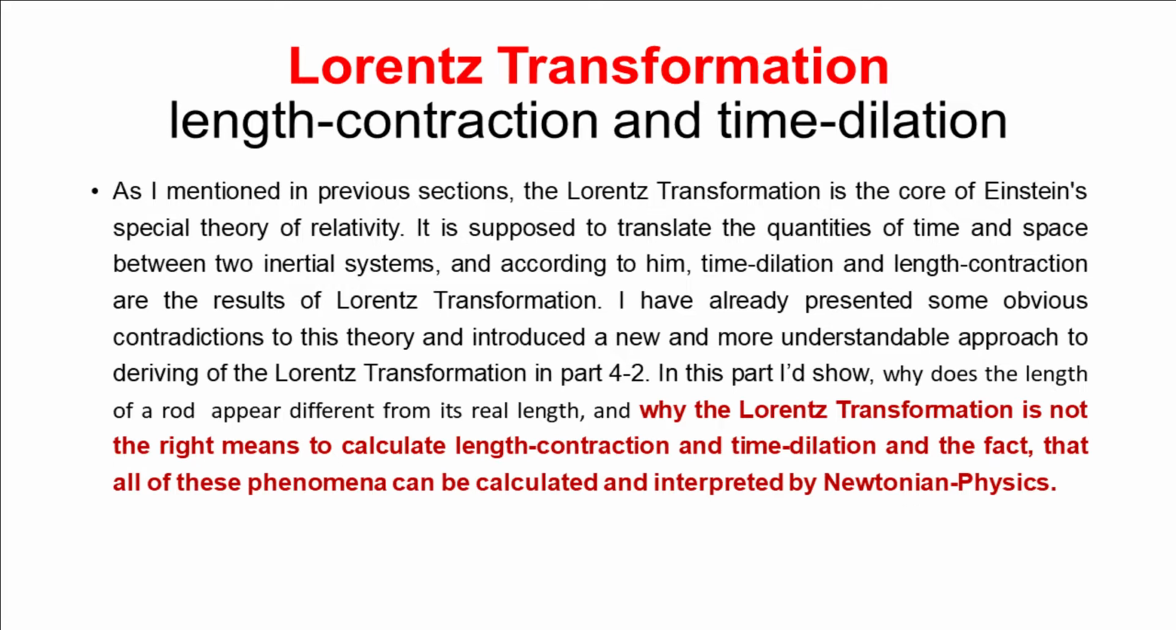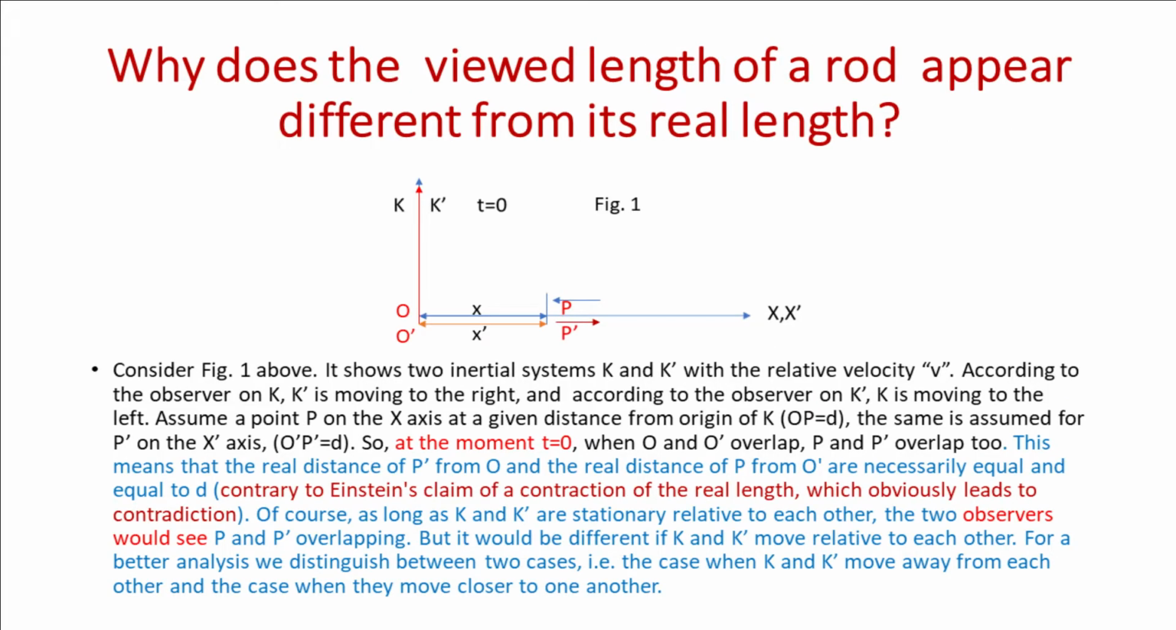In this part I'll show why the length of a rod appears different from its real length, and why the Lorentz transformation is not the right means to calculate length contraction and time dilation, and the fact that all of these phenomena can be calculated and interpreted by Newtonian physics. Why does the viewed length of a rod appear different from its real length?